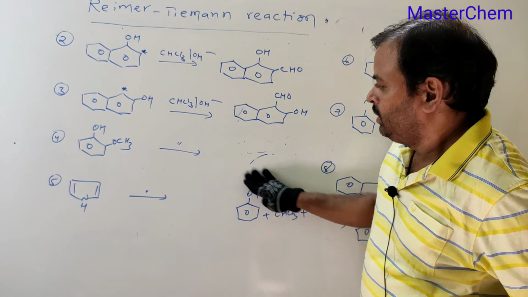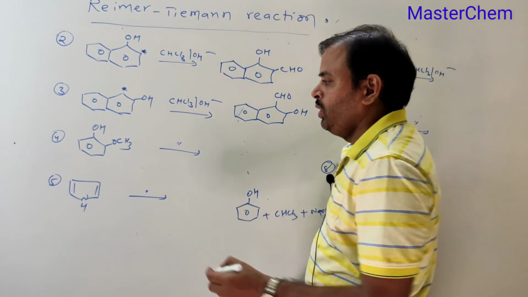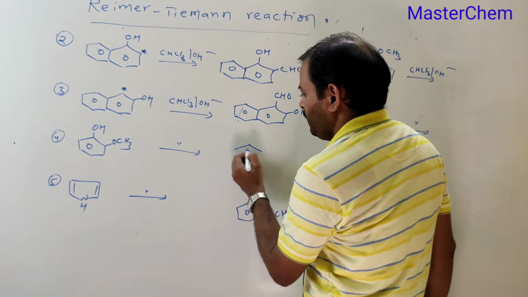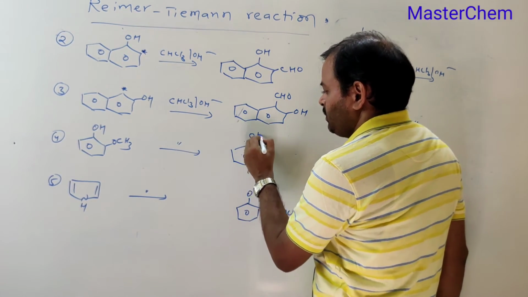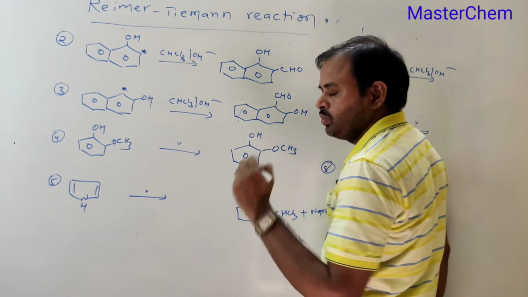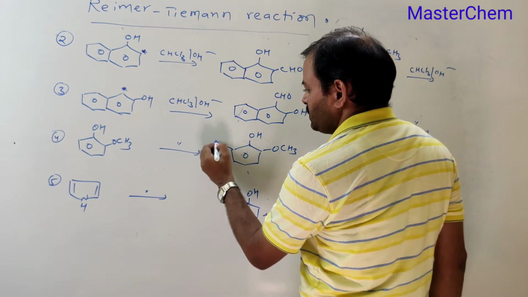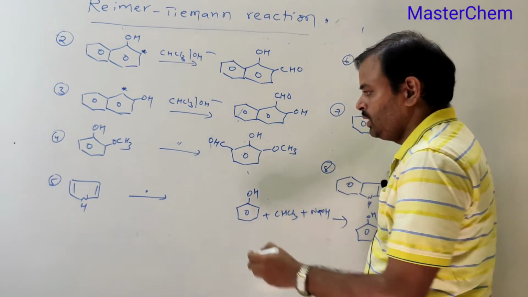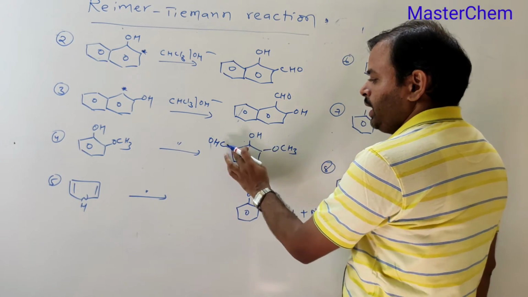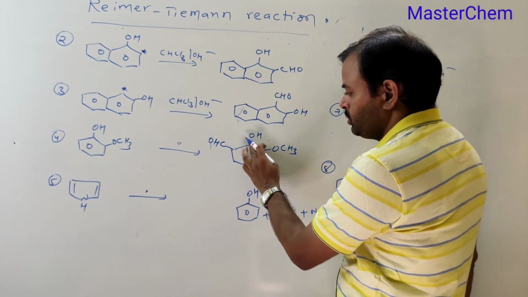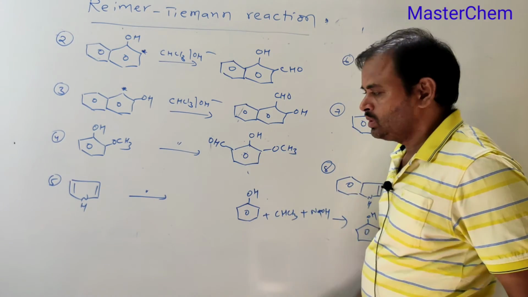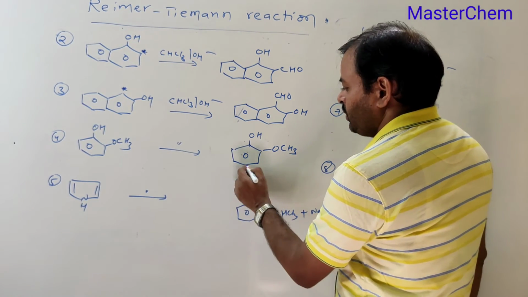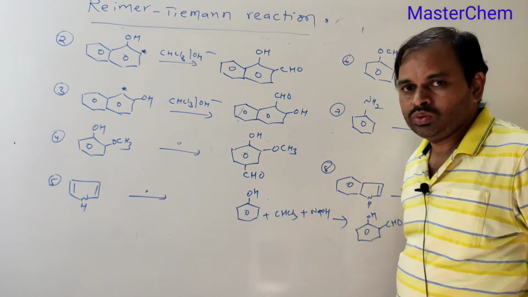And next, this one. Now this ortho position is already occupied. If you place it here, one more ortho position is there for OH. If you substitute this with the CHO group, what happens? There is steric crowding. All three adjacent positions are occupied with bulky groups. So to avoid this steric crowding, it prefers to substitute at the para position.